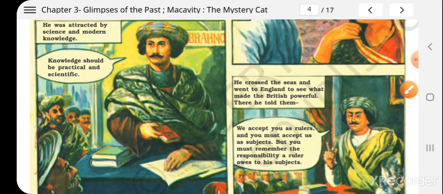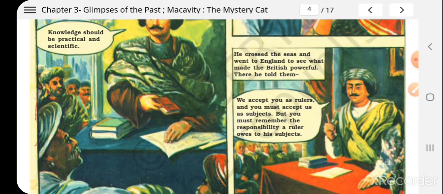Okay, so once he crossed the seas, he broke the superstition. बोलते थे ना हमारे religious leaders जो थे that one should not cross the seas. Okay, he or she will spoil the religion. But he broke all the superstition and he crossed the seas and went to England to see what made the British powerful. So he went to England to see what is the thing that is making the British powerful, कि क्या चीज़ है जो powerful बना रही है Britishers को.